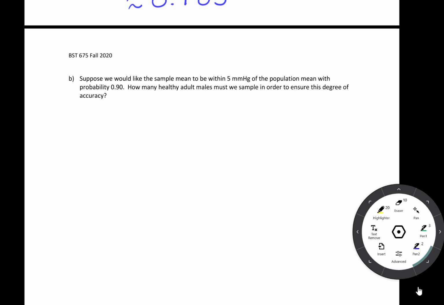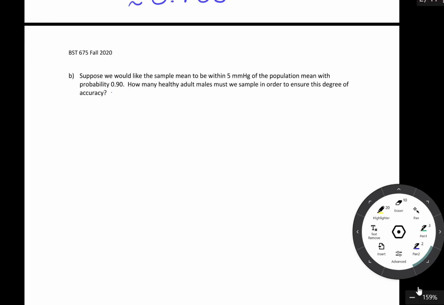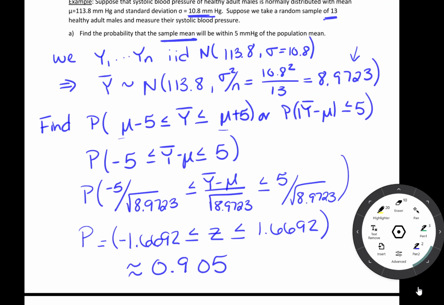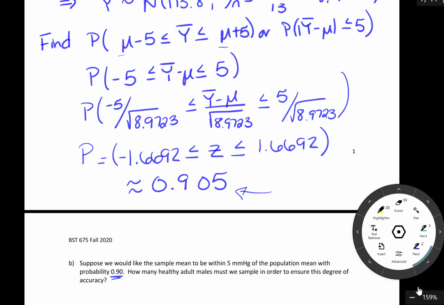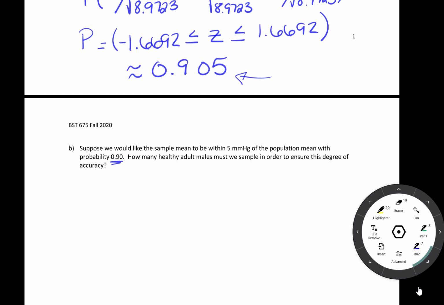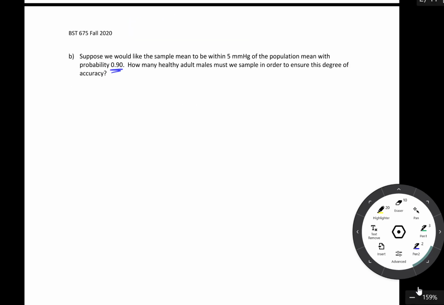All right. Suppose we would like the sample mean to be within 5 of the population mean with probability 0.9. How many healthy adult males must we sample in order to ensure this degree of accuracy? Well, if we go back to the previous problem, it's kind of asking the same question, just in the opposite way. Here we were given the sample size of 13 and we found the probability, which is very close to 0.9. So I already know, just based on part A, when I solve this, I should get something fairly close to 13. So let's see if we do in fact get that.